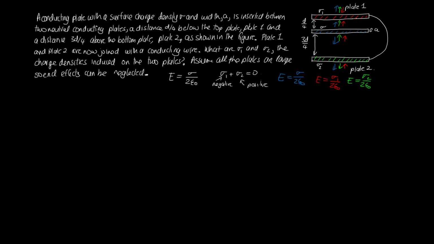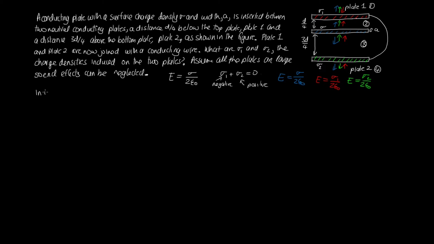And now let's number each of these regions. So we'll call this top region here region 1. We'll call the next one region 2, we'll call this one region 3, and this one down here below the second plate region 4. Now, in fact, we don't need to consider regions 1 and 4 to solve this question, but let's just consider what the electric field is there anyway.